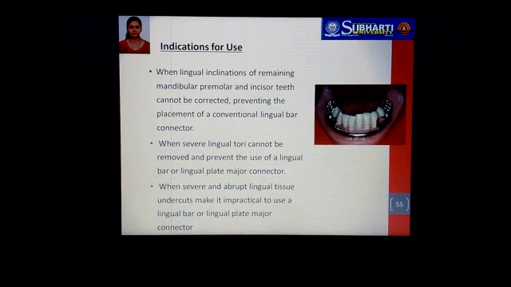Indication: when lingual inclination is very prominent and it is very difficult for removal and seating. Also, if any kind of tori is there and it is not very easy to be removed, or the patient is not willing for the removal, then also we can extend the plate labially instead of lingually. And when there are soft tissue undercuts present, then also the major connector can be extended labially rather than lingually.